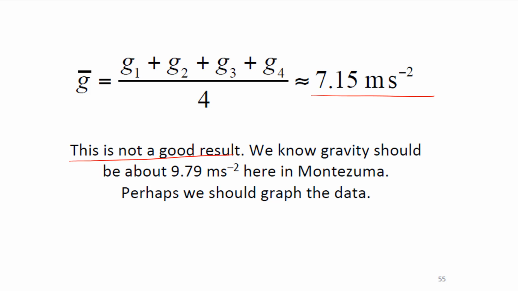We know that gravity should be about 9.8 meters per second squared, pretty much on the surface of the Earth anywhere, whether it's in Montezuma or not. So averaging our data does not give us an accurate value. So this is why we're going to need to graph.